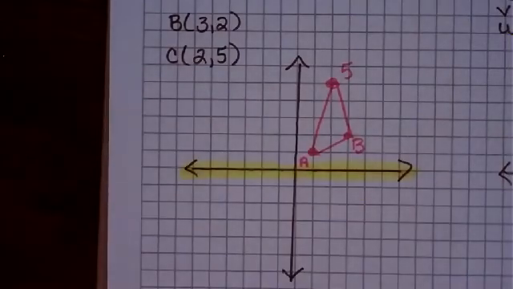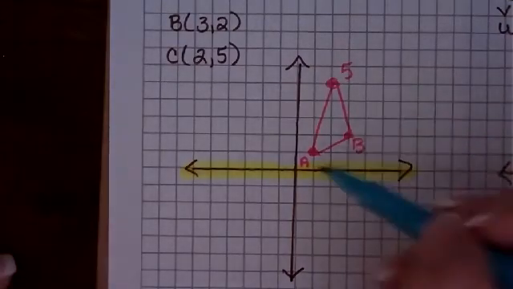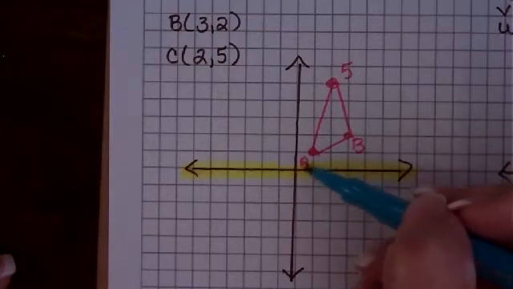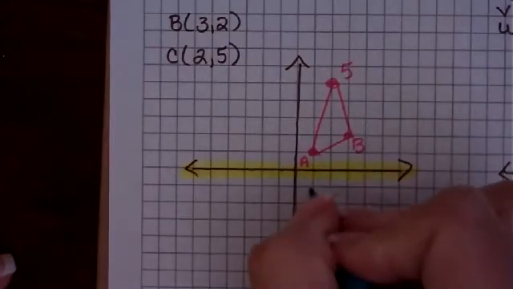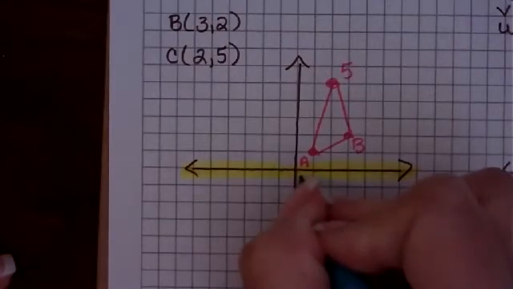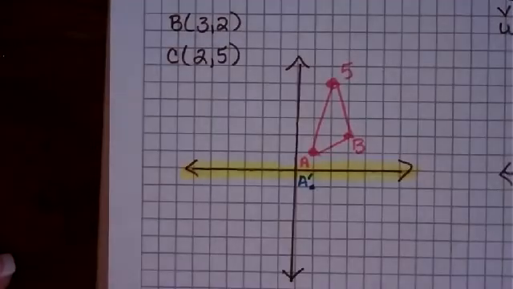But now I have to be exact about that. It's got to be exactly symmetrical in the mirror image. So how we're going to do that is we're going to think about how many spaces away from our axis our points are. Let me show you what I'm talking about. Look at point A right here. Point A is one space, or one block, above the x-axis. So that means I've got to put A prime one block below the x-axis.